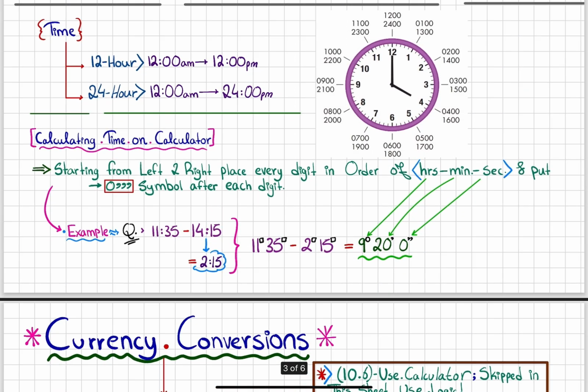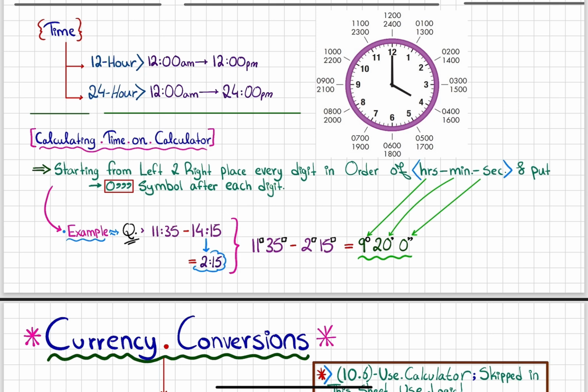Time and interpreting time. So time can be in two formats, your 12-hour format or the 24-hour format. The 12-hour format is from 12 a.m. to 12 p.m. The 24-hour format is from 12 a.m. to 24 p.m. How do you calculate time on your calculator? Starting from left to right, place every digit in order from hours to minutes to seconds, and put this symbol, the one that is in the red box, after each digit.